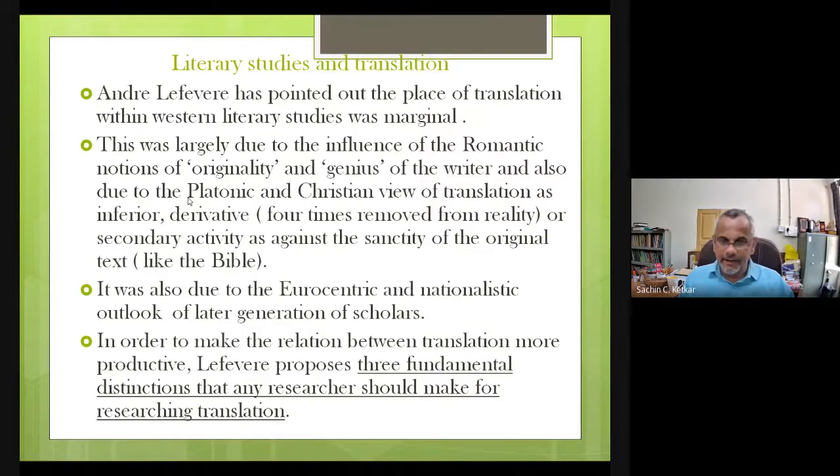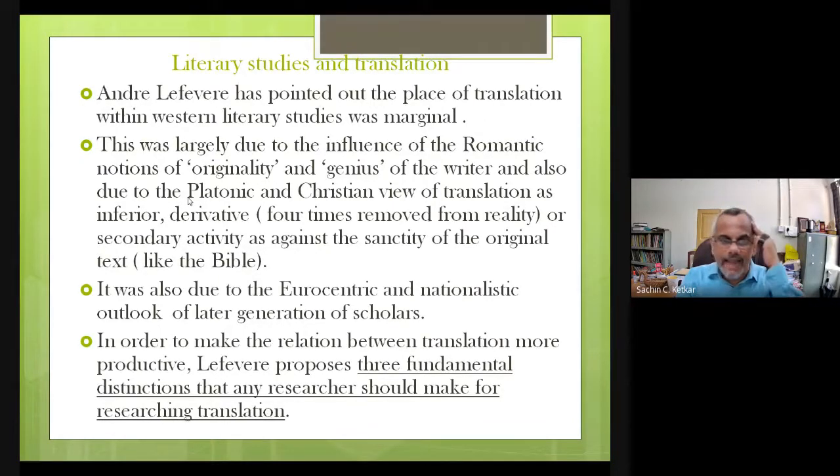Or secondary activity, as against the sanctity of the original text, like the Bible. So Christian philosophers looked at translation with a great deal of suspicion, because they thought that this was in some way a betrayal of the original author. And during the Reformation period, when Bibles started moving towards the vernacular, it brought about a shift in Christianity with the rise of Protestantism, right? We are aware of that as scholars of English literary history. It was also Eurocentric and nationalist in its orientation.